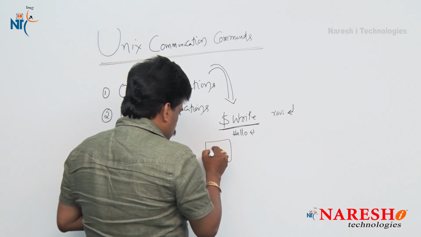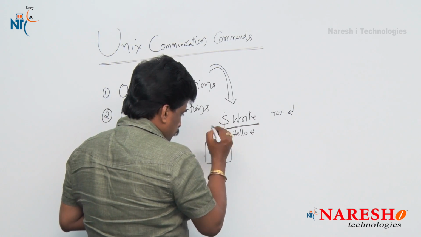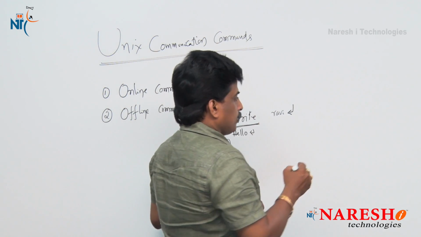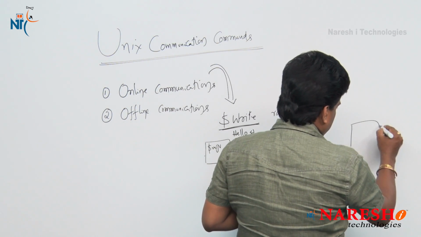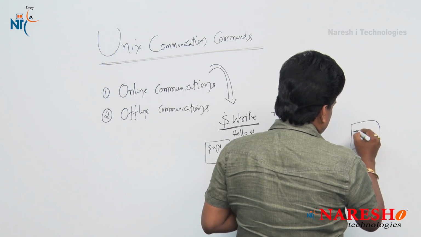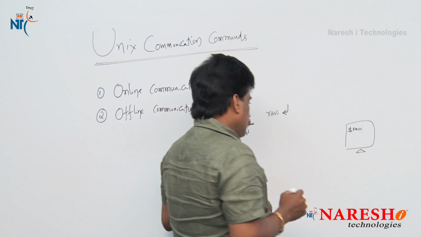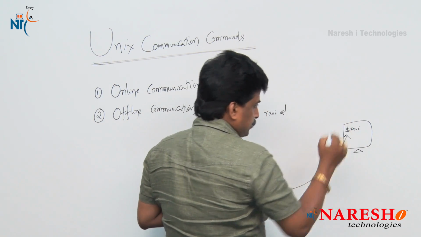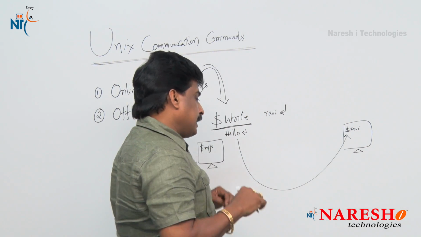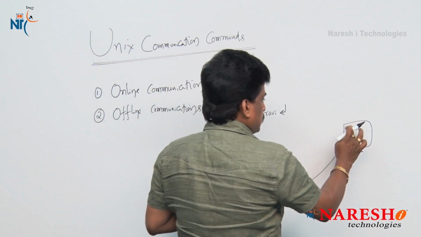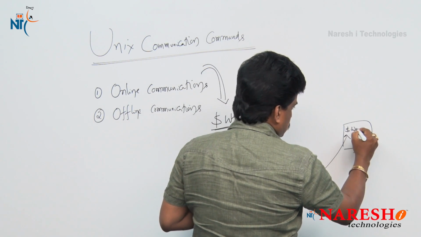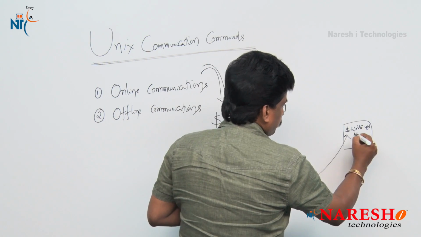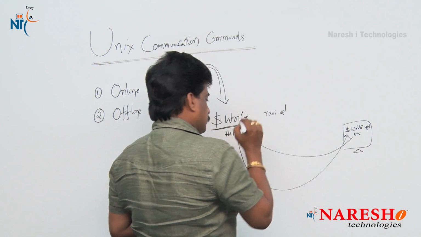So your user is, for example, Raju. Raju is delivering a message to Ravi. Now, here another system is available. In this system, Ravi is available. Whenever you hit the return key, the message is delivered to Ravi. Then again Ravi is delivering a message to Raju. He writes, write Raju. Then he says, hi. Again it is delivered here.